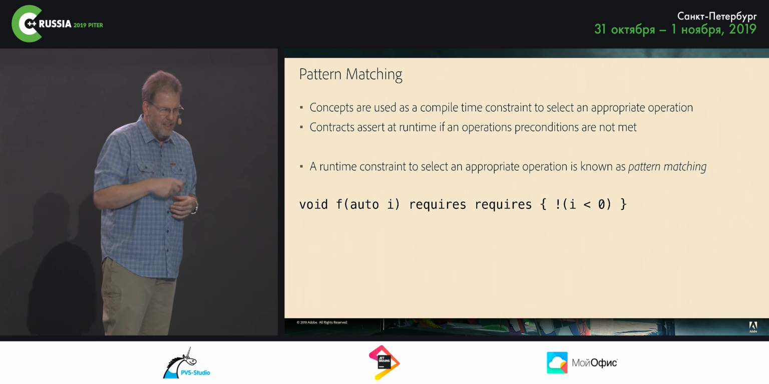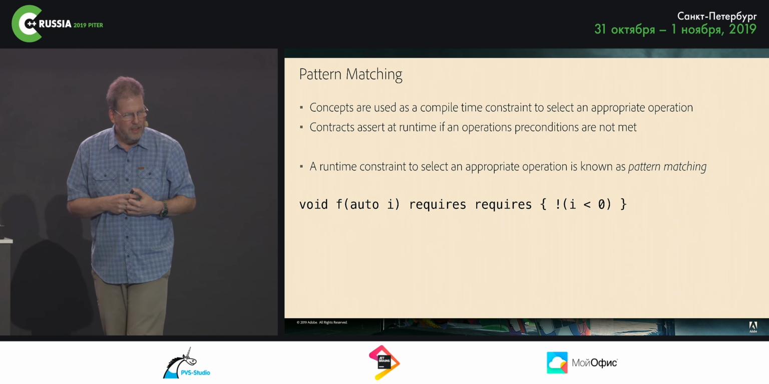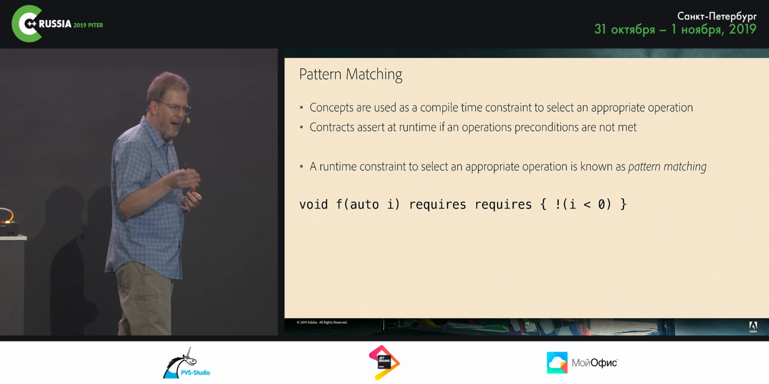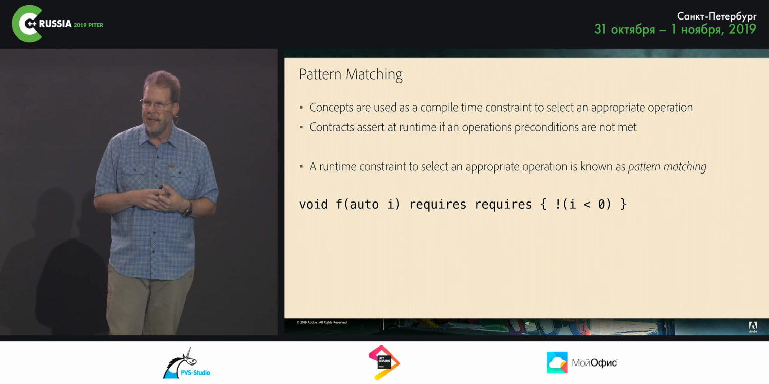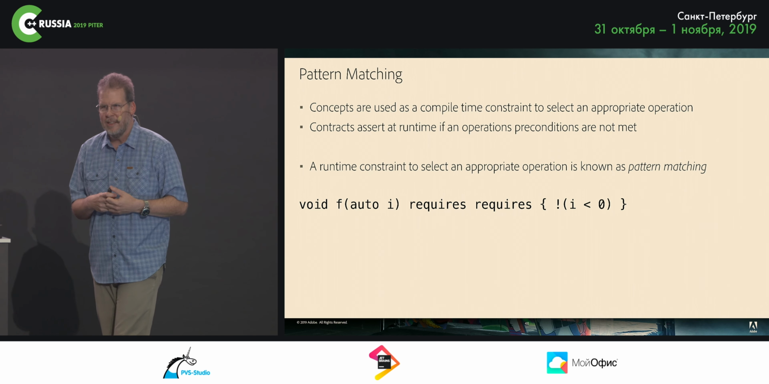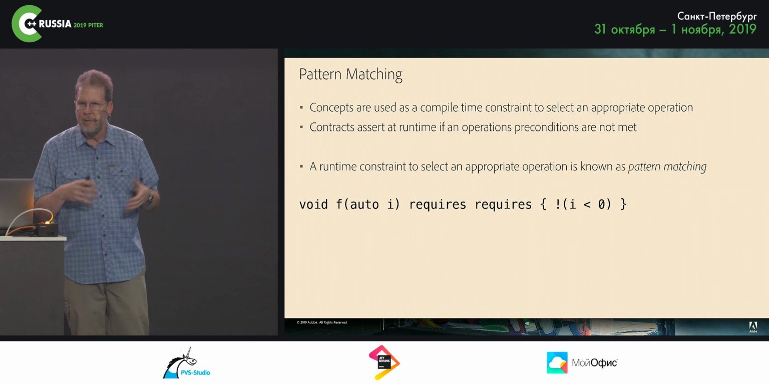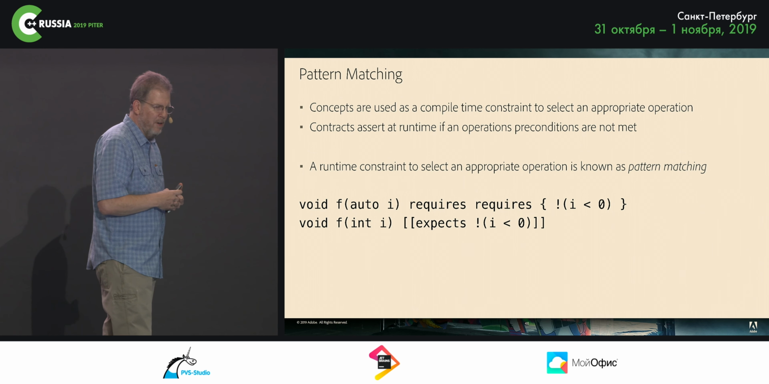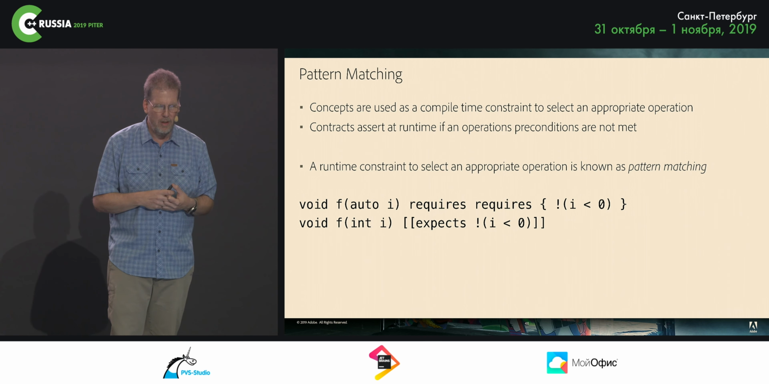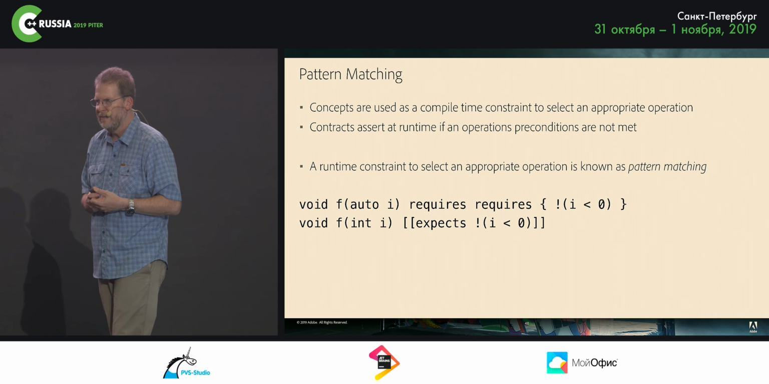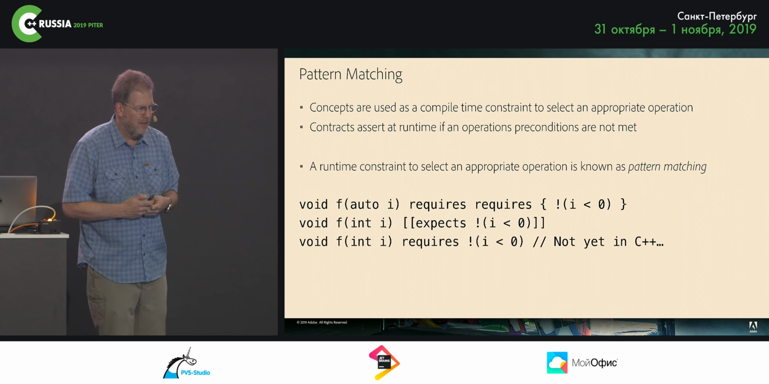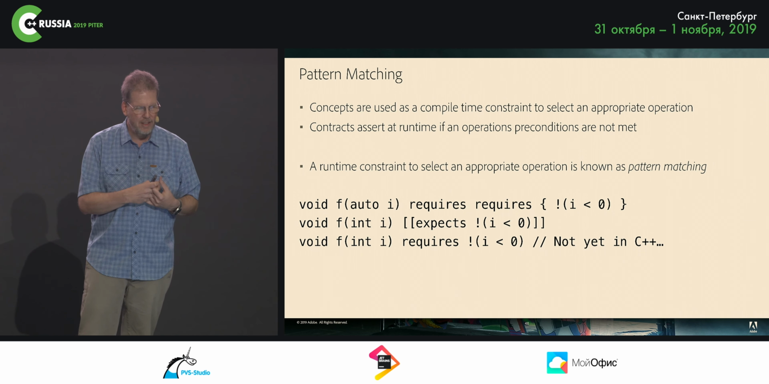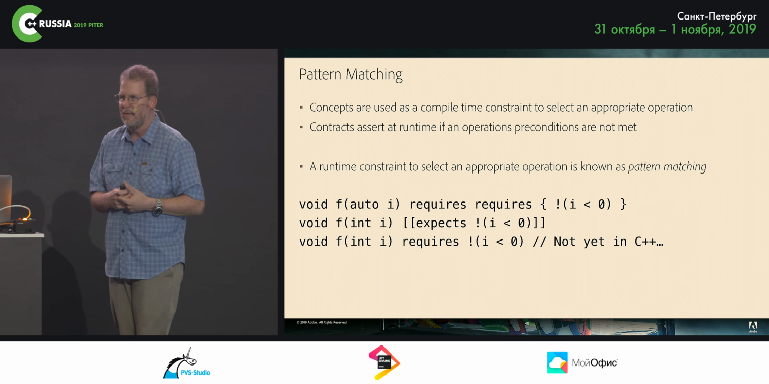So this is what a concept looks like. Here we've got a function f, which requires that i is not less than 0. Okay? So the double requires there is because we're not saying we're requiring this predicate, we're requiring this expression is valid. So this was the proposed syntax in C++20 for a precondition to represent the same thing. And if we had pattern matching, I imagine it would look something like this. Right? Where now we're not talking about the operations on the type, we're talking about the value of the type to determine what matches.